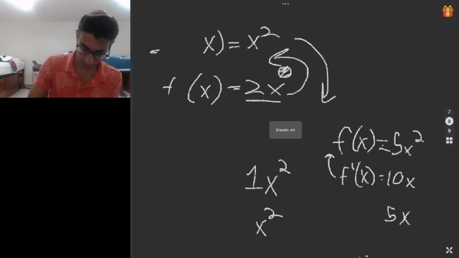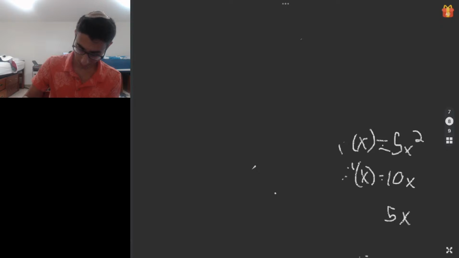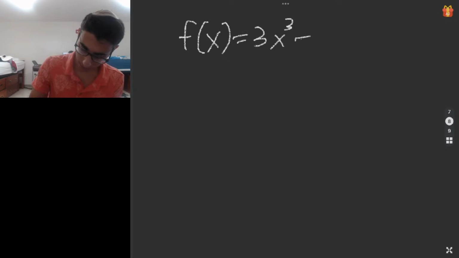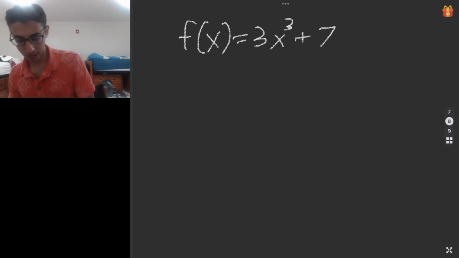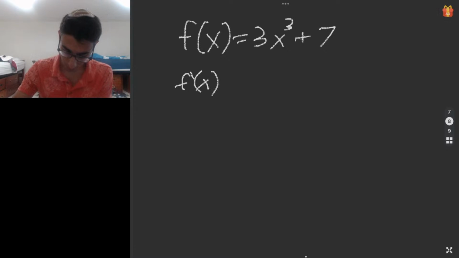Okay. Now that I've worked that out properly, let me explain it better. Imagine we have some function f of x equals 3x to the power of 3 plus 7. So what's the derivative of this? Well, f prime of x, using the power rule, we take the 3 and bring it down, and we multiply that with our existing coefficient.